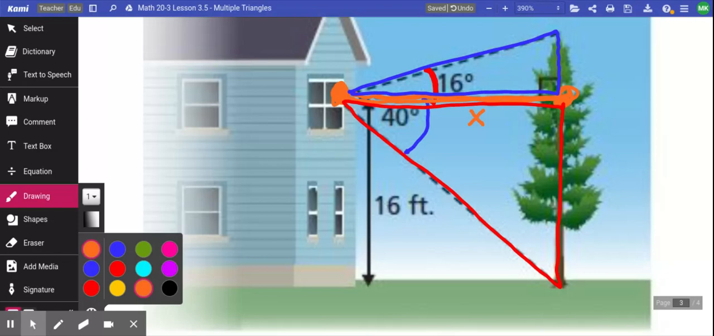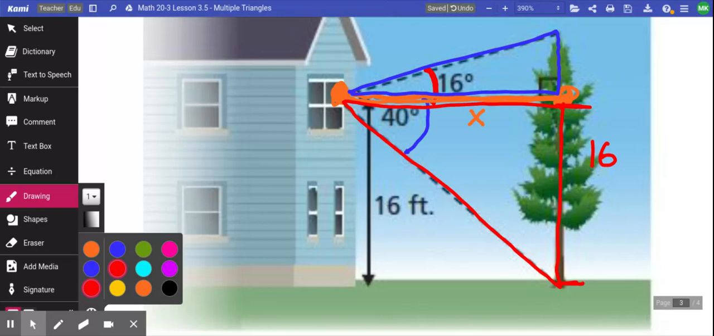For me, when I'm looking at this, on my red triangle, they didn't give me enough information, but they secretly gave me one of these lines. I know that this height is 16 feet. So if this height is 16 feet, then this tree is also 16 feet from there to there. So they gave you some secret information in there that from here to here is 16.